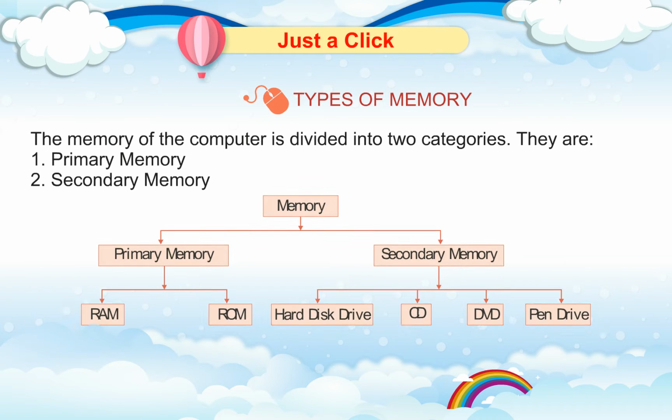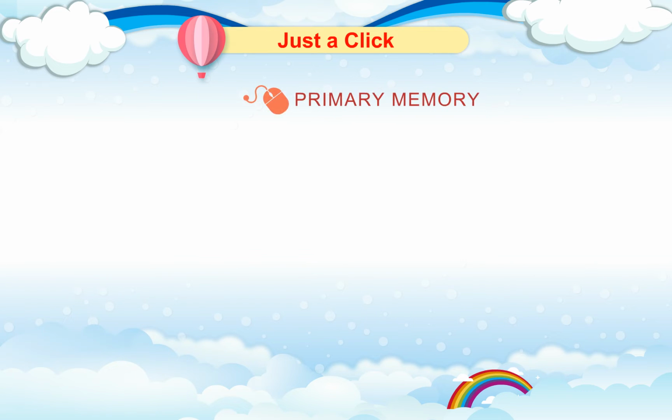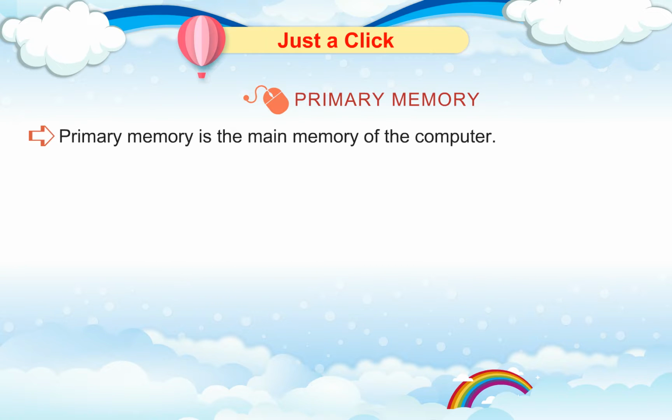Types of memory. The memory of the computer is divided into 2 categories. They are primary memory and secondary memory.